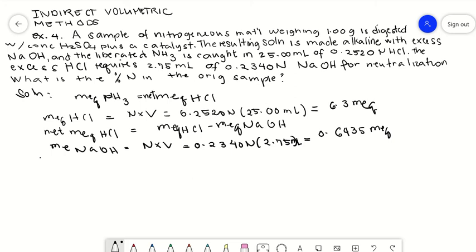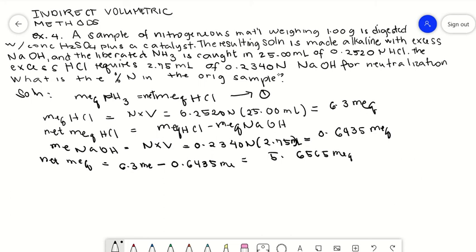Now, to determine the net milliequivalents, that would be equal to milliequivalents of HCl, which is 6.3, minus 0.6435 milliequivalents, and that would be equal to 5.6565 milliequivalents. Now, we go back to the first equation. In this first equation, milliequivalents of ammonia is equal to net milliequivalents of HCl. We are after the percentage nitrogen.